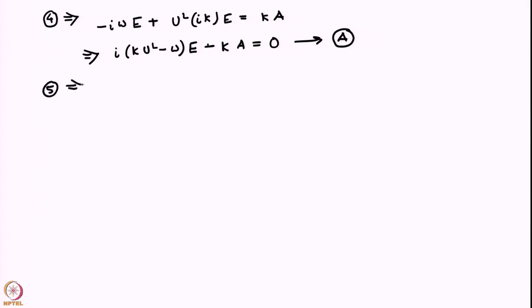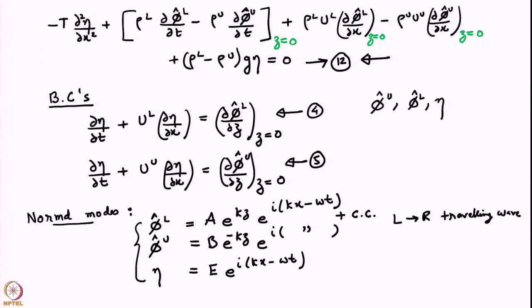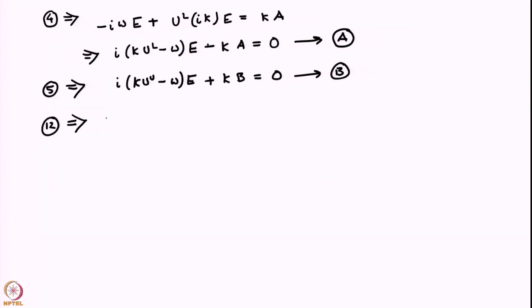Similarly, if I substitute the normal mode forms in the second kinematic boundary condition, I will get one more equation. You can do it. I will straight away write the equation that we obtain: i(k u_u minus omega) E plus kB is equal to 0. This is B. And then equation 12, which is the third boundary condition at the top of this slide, you can substitute the normal mode forms into this equation and once again get an algebraic equation in A, B and E. I am just straight away writing the equation, it is very easy, you can try it yourself. This is the coefficient of E.